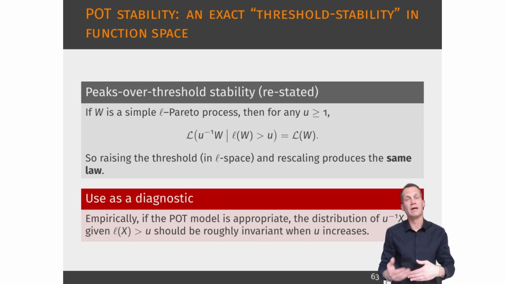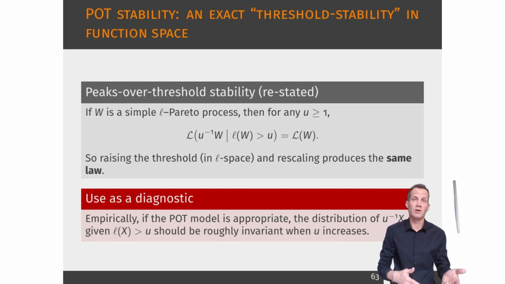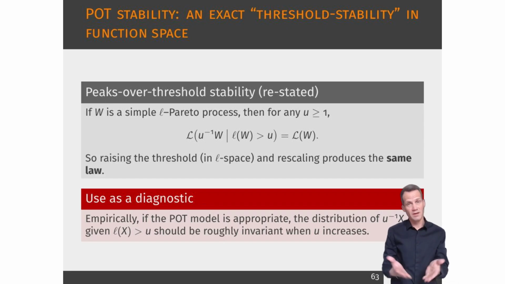This slide restates the threshold stability property in function space. If the process follows a simple Pareto law, then raising the threshold in terms of the cost functional and rescaling the process gives the same distribution again. This is the functional analog of the threshold stability property of the univariate generalized Pareto distribution. The practical implication is very important.